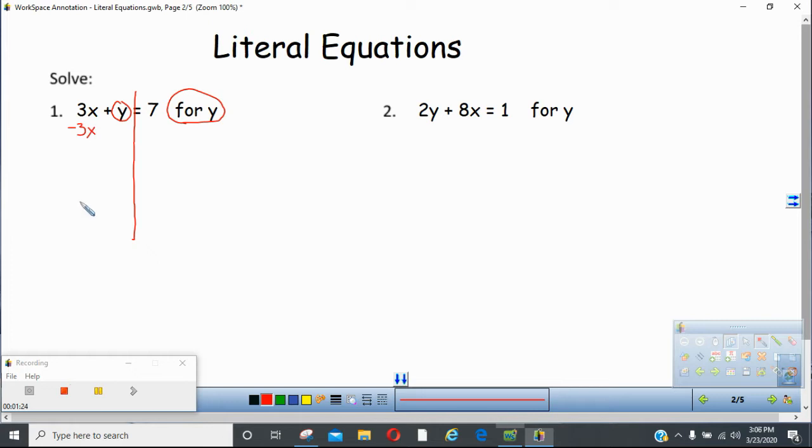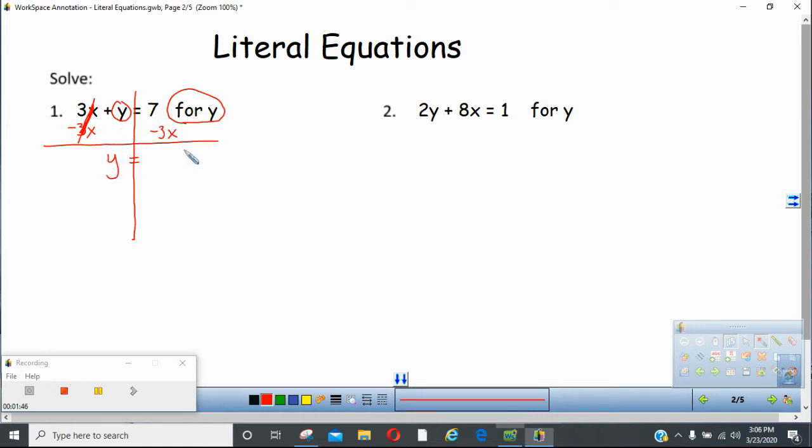okay? So we have a rule that says that I can do that. I can do anything I want to an equation, but if I do it to one side, I have to do it to the other. And so this is going to get rid of this 3x and leave me with just a y right there. And so first off, that's what I was looking for. I just wanted to get that y by itself.